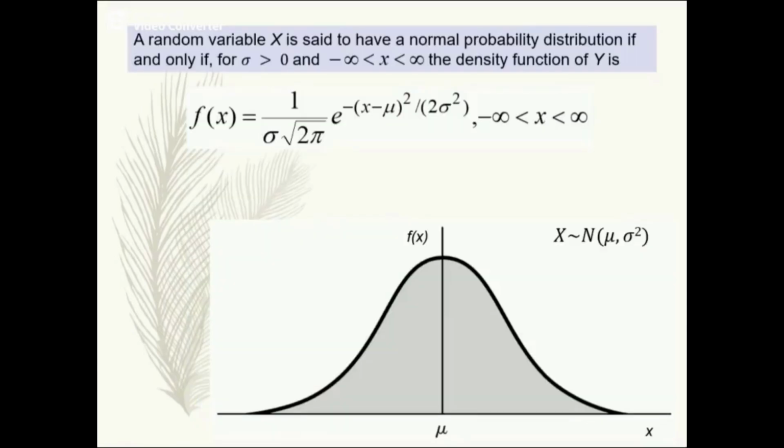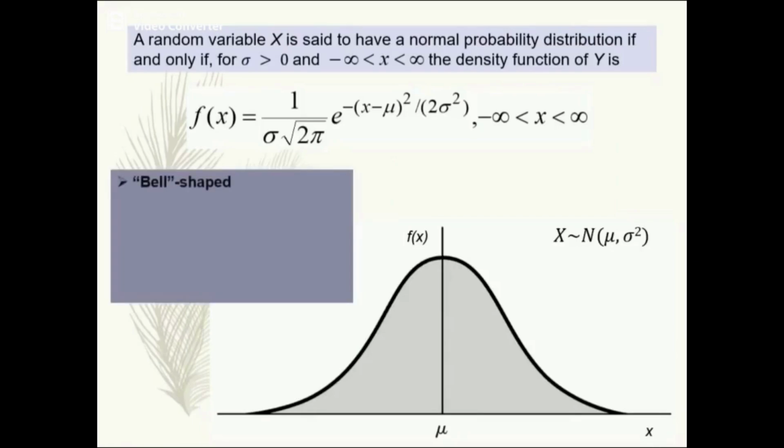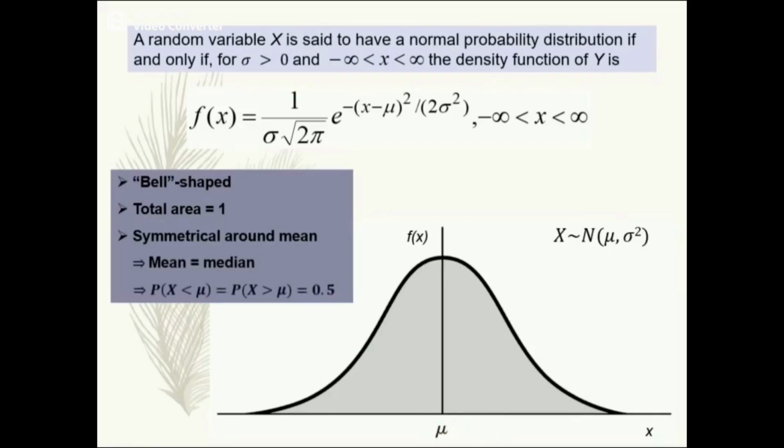Now, if we go back to the graph, I want to have a look at some of the characteristics. A normal curve is always going to be bell-shaped. The total area equals 1, and it's always symmetric around the mean. So in other words, the mean is going to be equal to the median. And that means that the probability that x is less than mu is exactly the same as the probability that x is greater than mu. So either side of mu, the area is equal to 0.5.